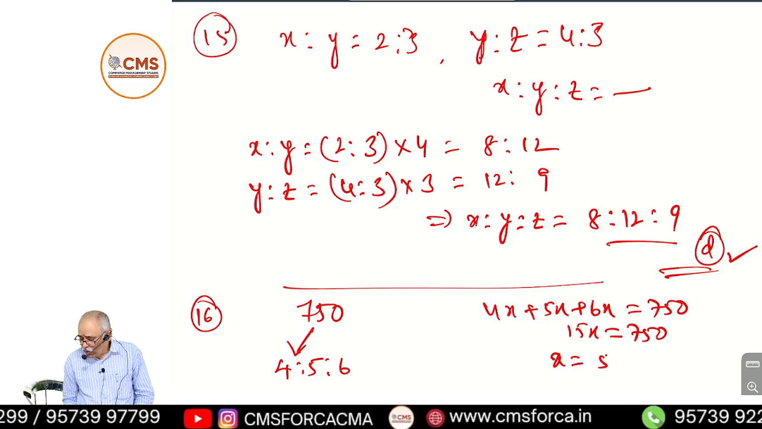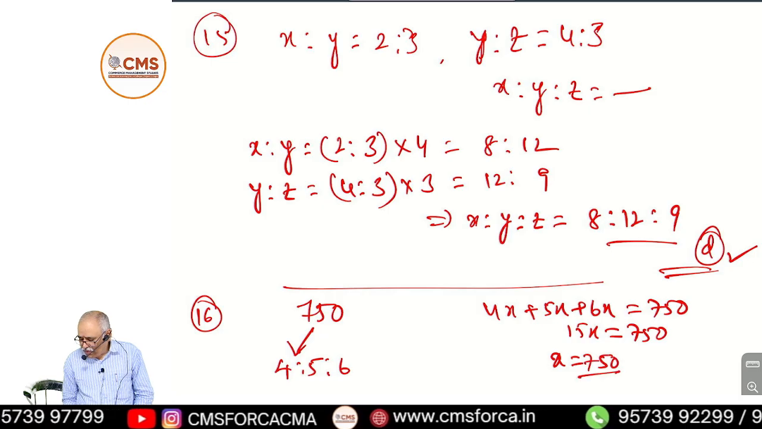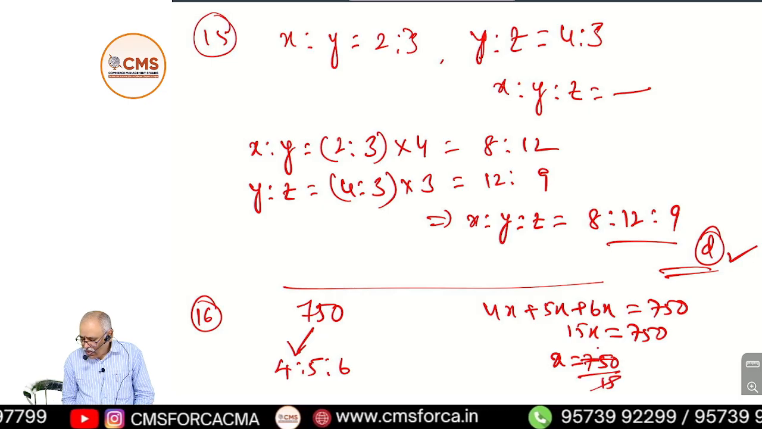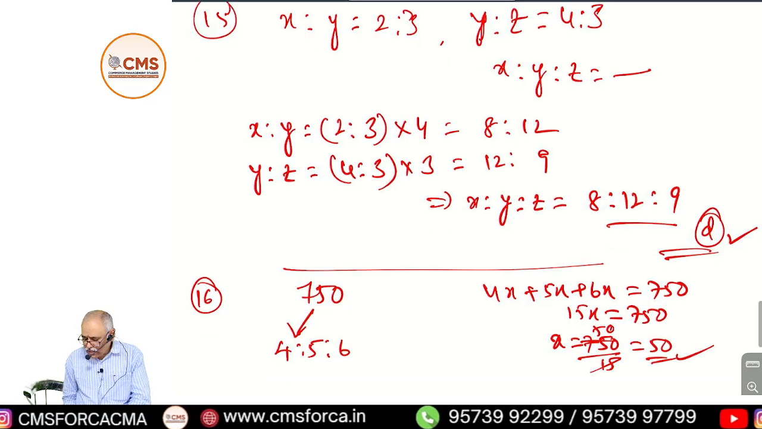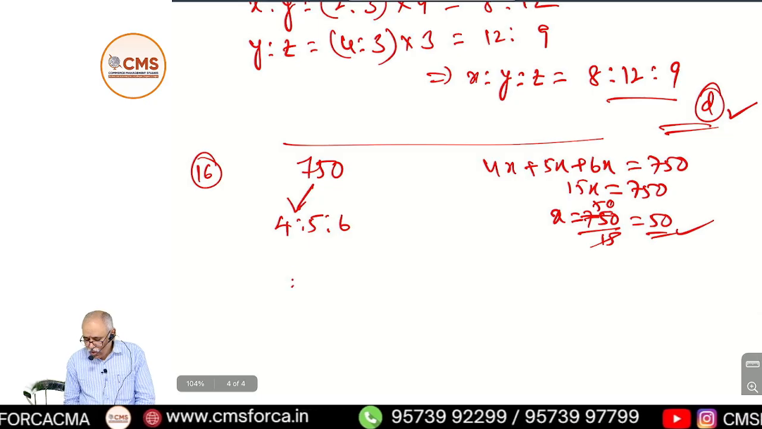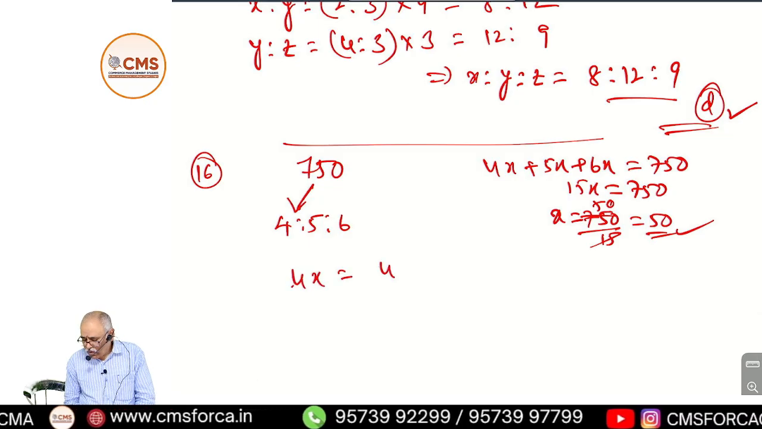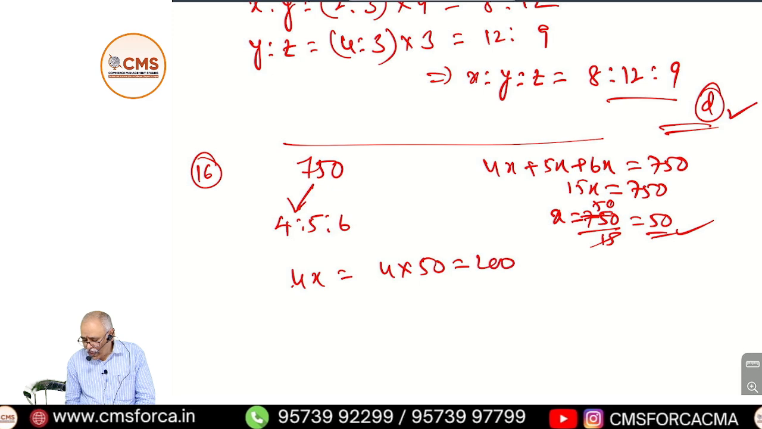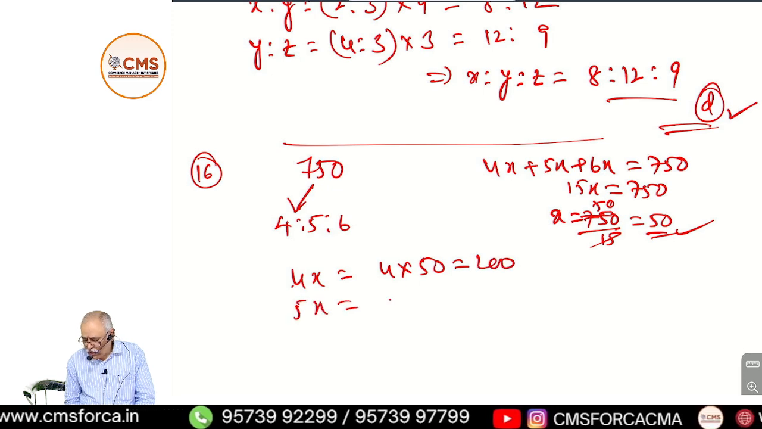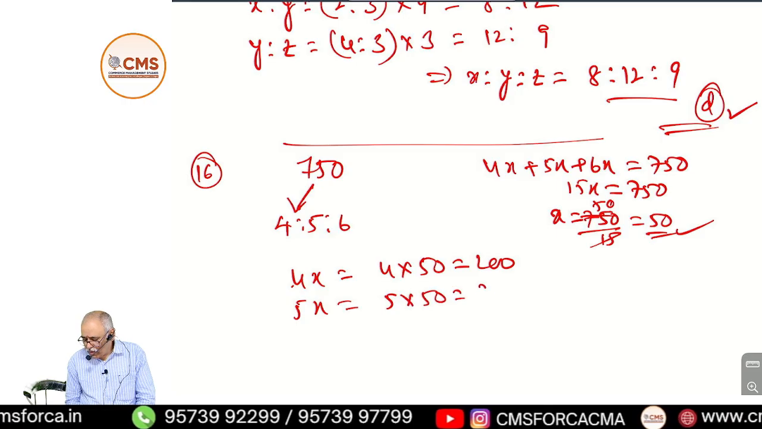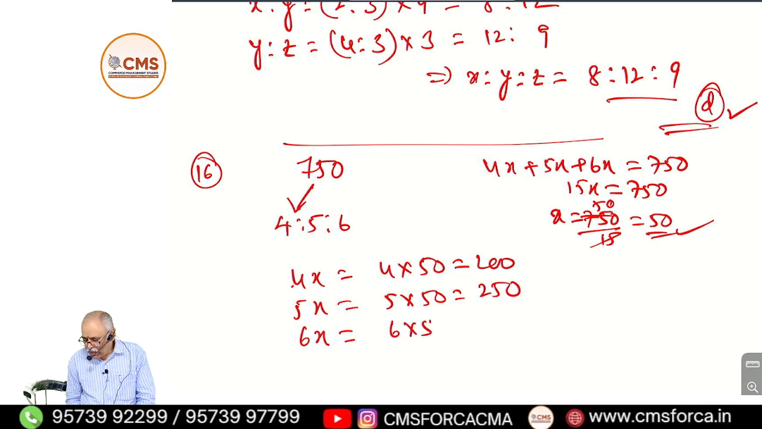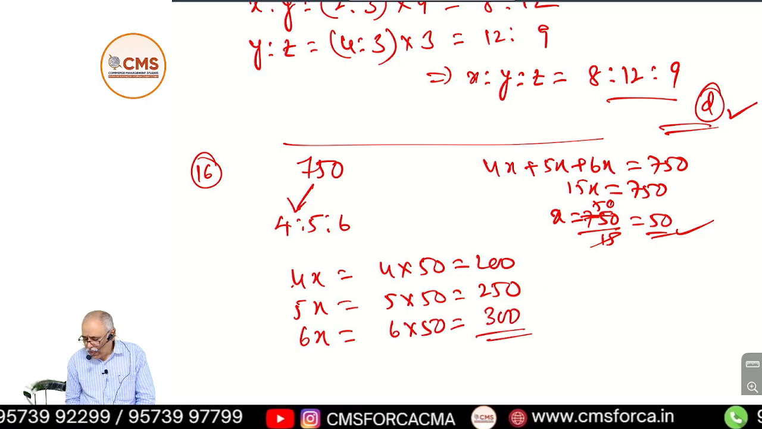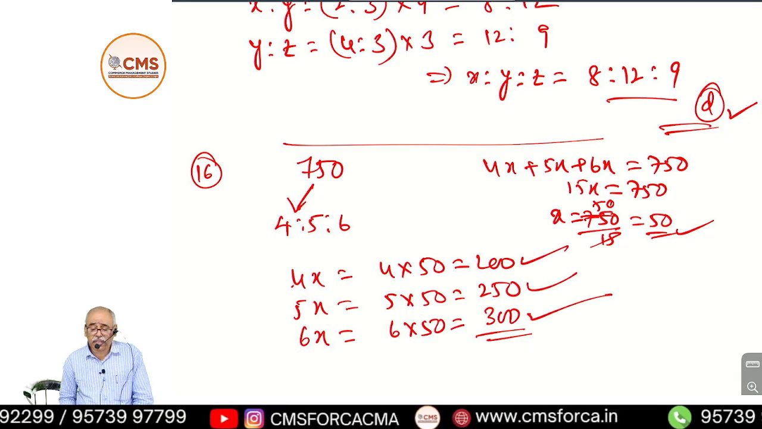x is equal to 750 by 15. 15 ones are 15, 15 fives are 75. What is the answer? x is equal to 50. So 4x is equal to what? 4 into 50, 200. 5x is equal to 5 into 50, 250. Next, 6x is equal to 6 into 50, 300. 200, 250, 300 is the answer.